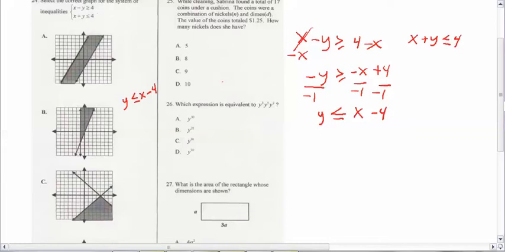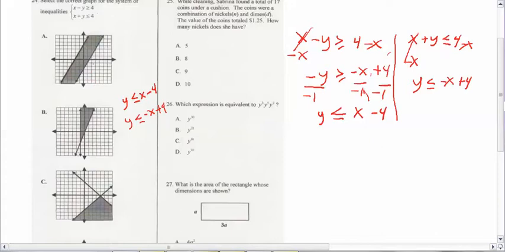Okay, so that's my one inequality I'm working with. The next one, I'm going to go ahead and subtract x from both sides. Now I have y. I keep the sign. It's going to be negative x plus 4. Okay, so now, do I need to do anything? I don't need to divide by negative 1 because it's already a positive y. It's negative x plus 4. Okay, so now I've got my two inequalities to look at.